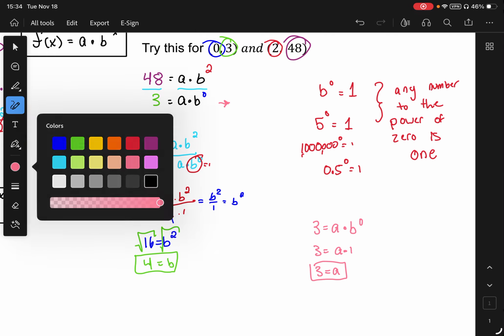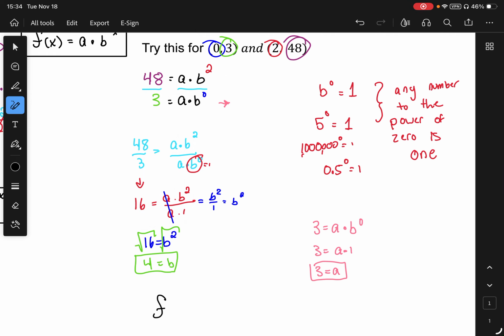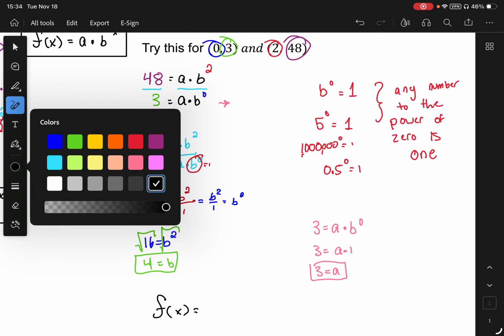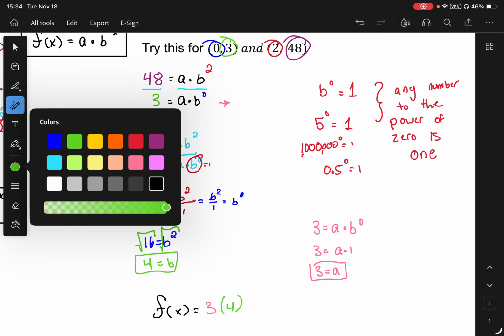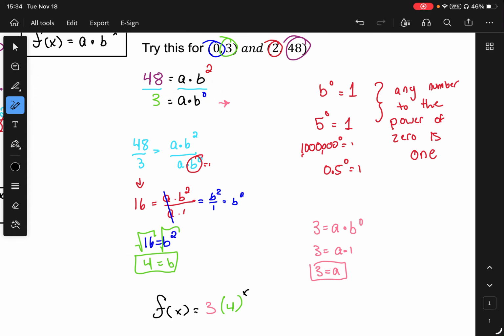Now finally, we can plug in what we have for our a and b into our equation. We said our a is 3 and our b is 4. So our final equation is f of x equals 3 times 4 to the power of x. This is our final equation.